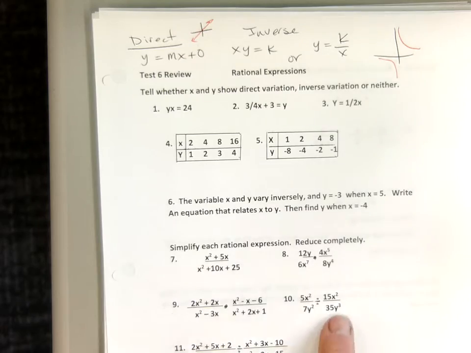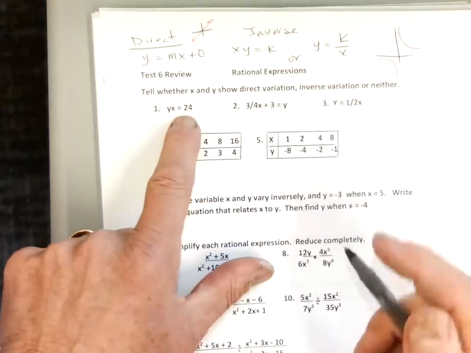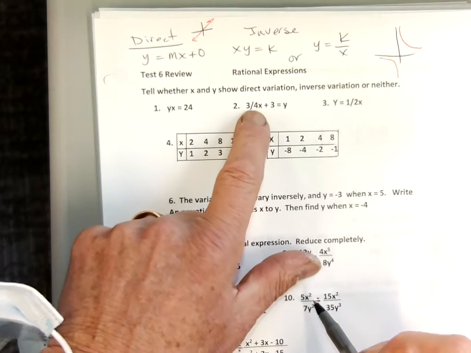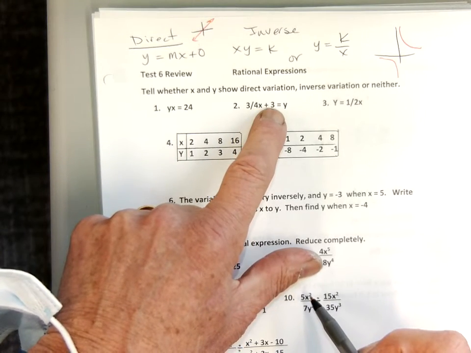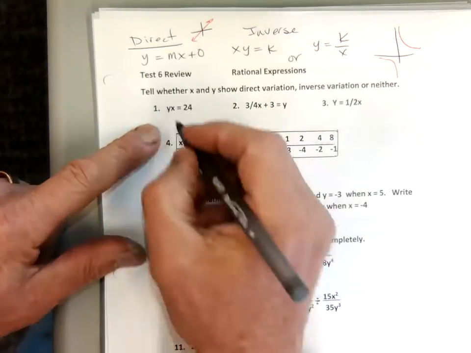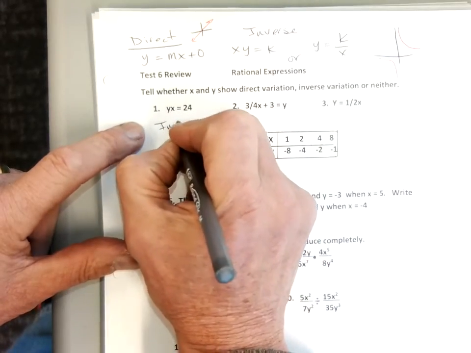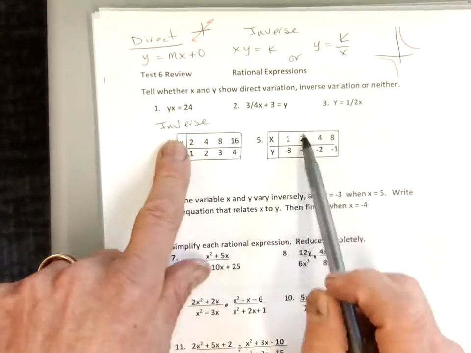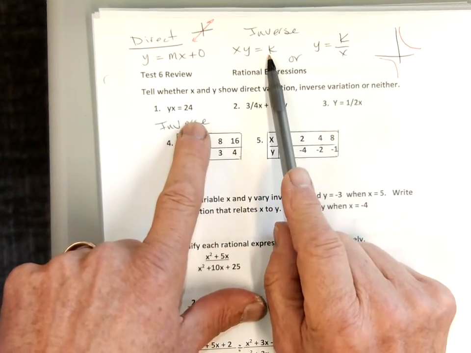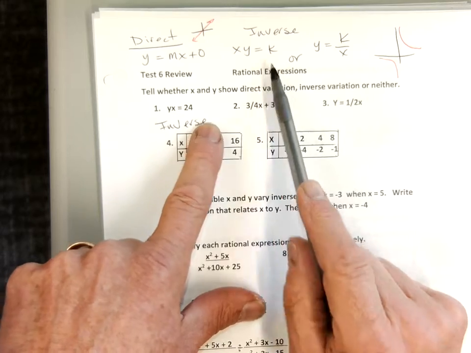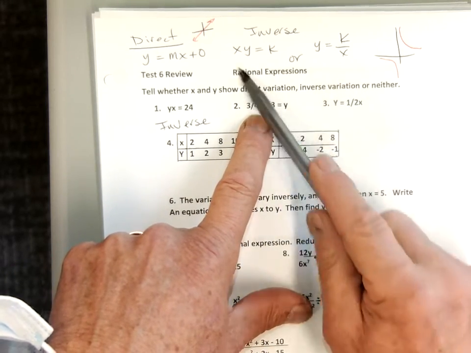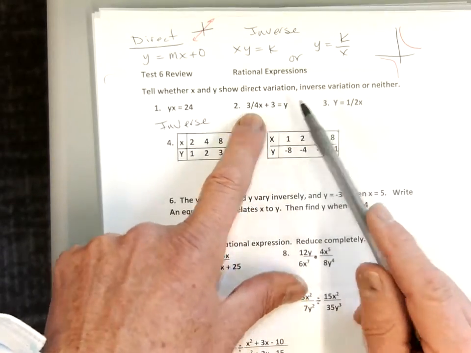So number one, xy equals 24. Yeah, definitely. It's going to be inverse, okay? Number two, 3/4 plus 3. Probably neither. Okay, this one was inverse. xy fits that perfectly. xy equals some number, 24, okay? What times what makes 24? It's that plus 3, see? It's supposed to go through the origin. That one's going to go 3, so that's neither.